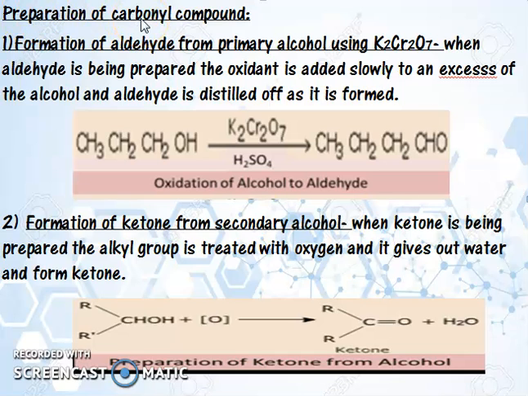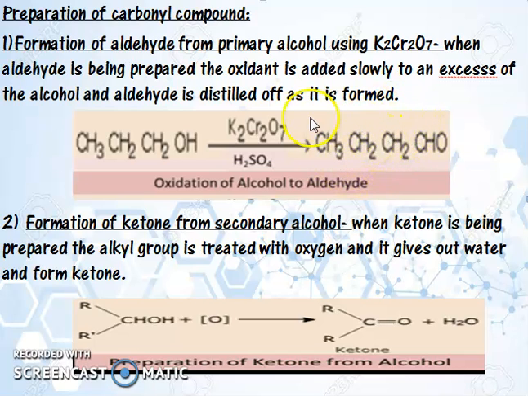Preparation of carbonyl compound. Now see student, how aldehyde and ketones are prepared. Formation of aldehyde from primary alcohol using K2Cr2O7, that is potassium dichromate. Now see this reaction, student. This is an alkyl group, and it is attached with OH. OH is hydroxyl, that is alcohol, and this is K2Cr2O7, that is potassium dichromate. See now, and this gives you the aldehyde group.